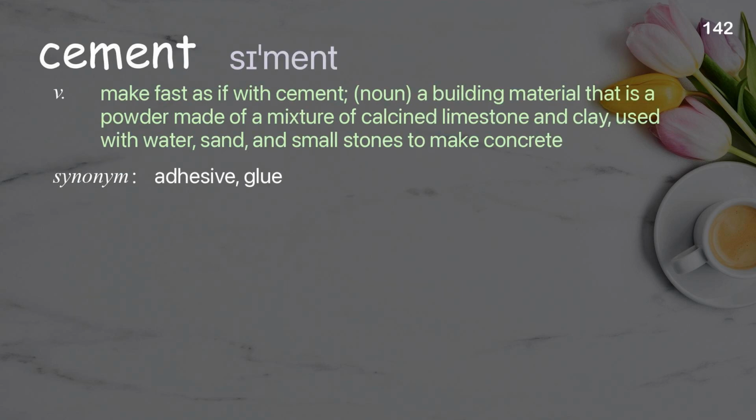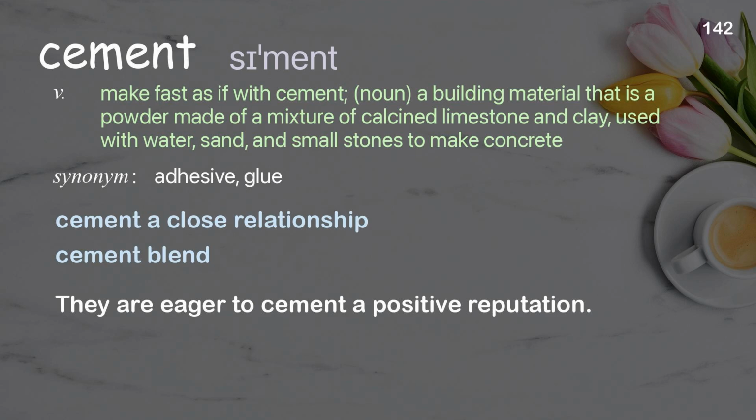Cement. Make fast as if with cement. Noun: a building material that is a powder made of a mixture of calcined limestone and clay, used with water, sand, and small stones to make concrete. Examples: cement a close relationship. Cement blend. They are eager to cement a positive reputation.